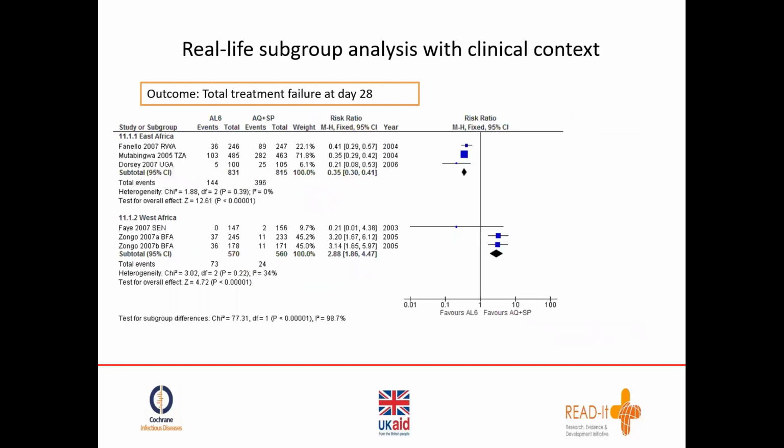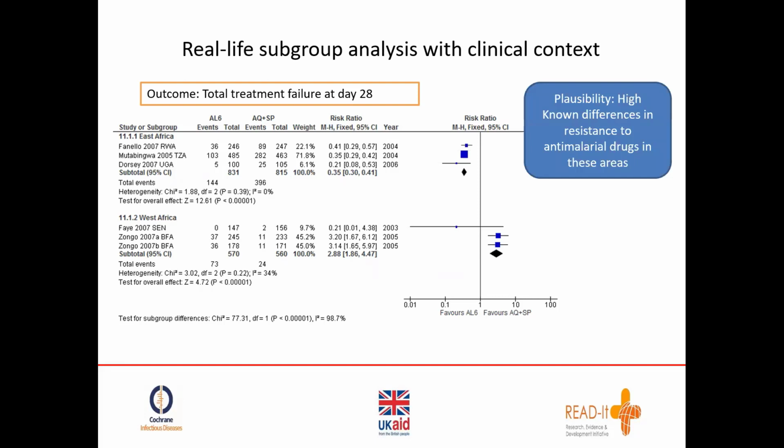Now, because there is a small number of trials contributing to each subgroup, it's particularly useful to think about the plausibility of the subgroup effect here. So we know from existing research that levels of resistance to the antimalarial drugs used in these studies do differ between East and West Africa. So the plausibility of a subgroup effect here is high. And this adds credibility to the results of the subgroup analysis.